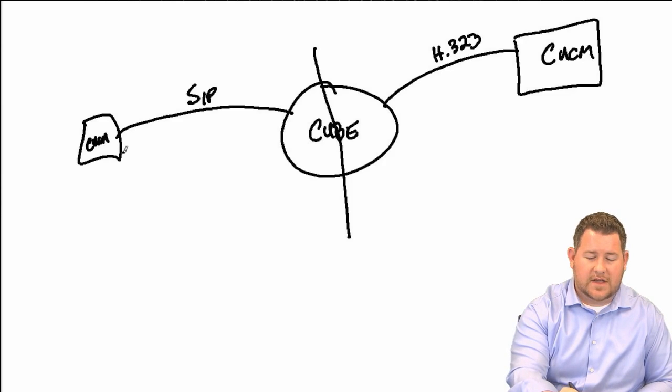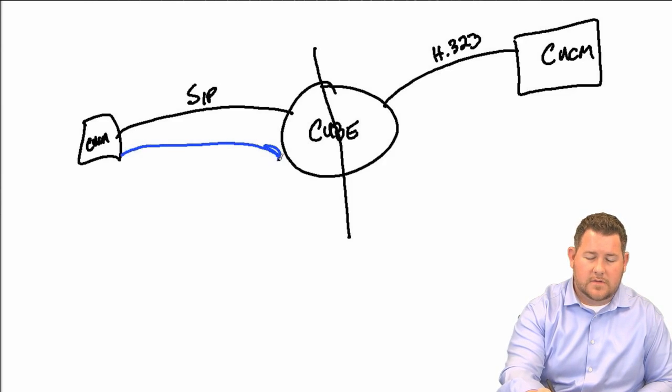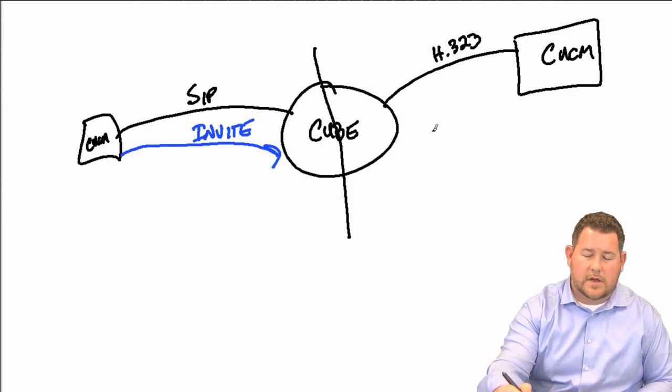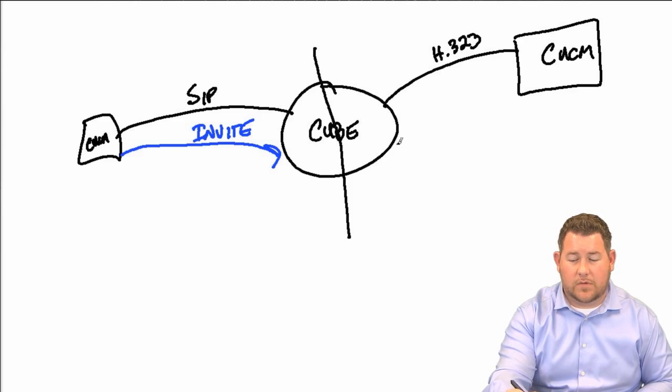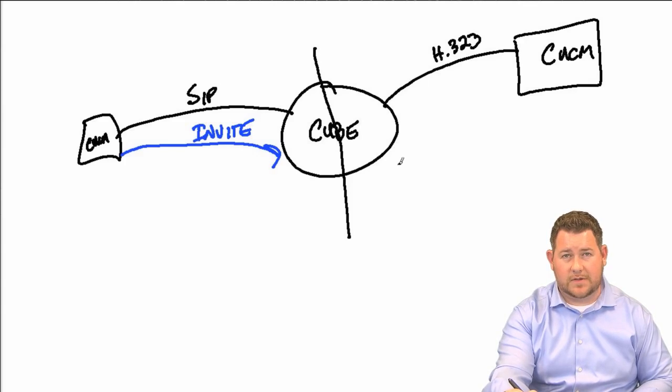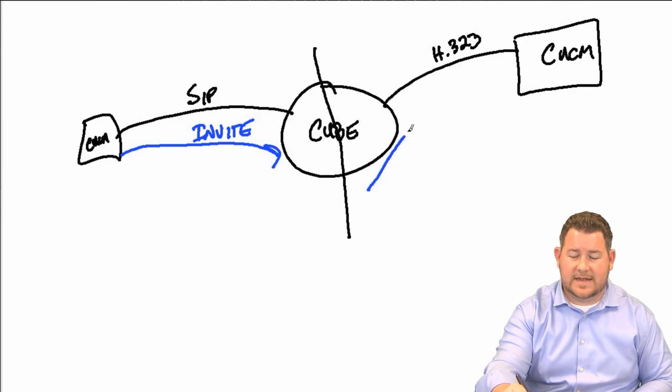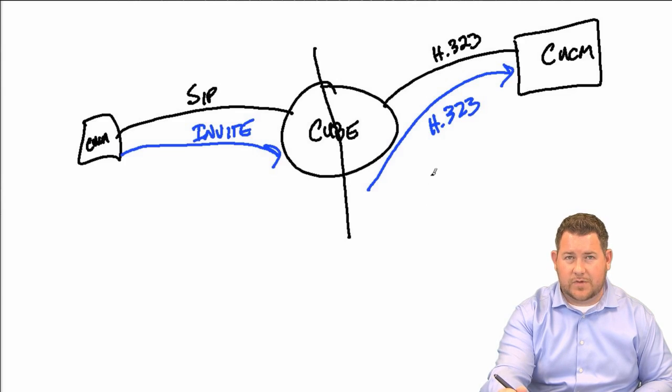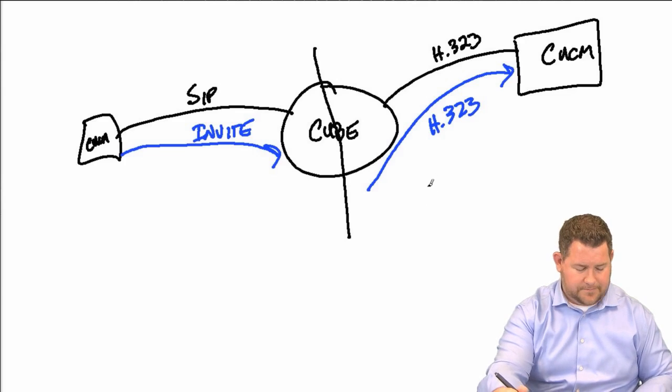So let's say that the request comes out from SIP. You got a SIP invite coming in here. And then now Cube is going to have to say, well, you know what? This call is supposed to go over an H323 trunk. And this is an H323 dial peer where it's terminating. So I have to regenerate that signal out to this CUCM using H323. So now it's got to translate between those two signaling methods, right?